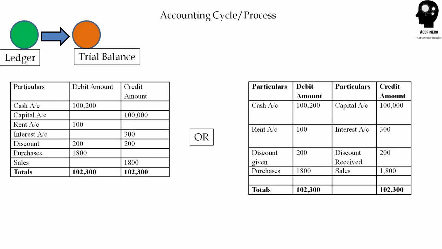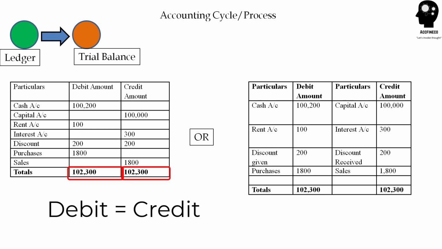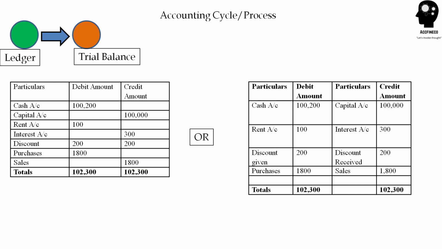Now, after we have found out the balances, what's next? These balances are now shifted to a statement. This statement is called a trial balance. This statement helps in checking if we have posted all the entries correctly in terms of debit equals credit. The format can be either particulars, debit amount, credit amount, or particulars, debit amount on the left and particulars, credit amount on the right in a T-shaped format.